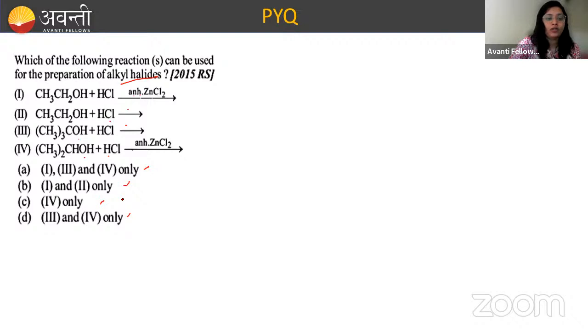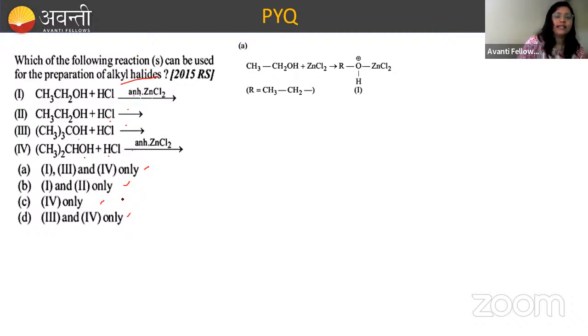So now let's talk about the first reaction. Here, in the first reaction, CH3CH2OH reacts with HCl in presence of ZnCl2. So what does it form? It forms a compound like this. Here I have denoted R, but what is R? R is the ethyl group, right?